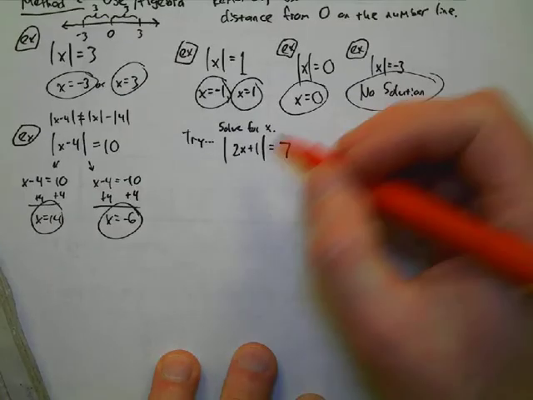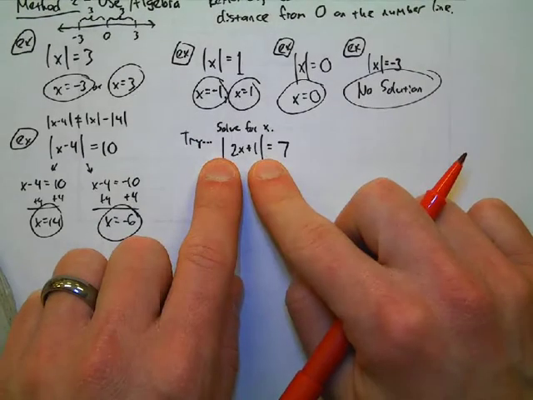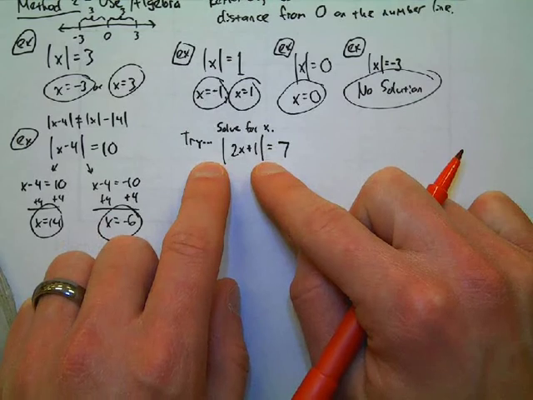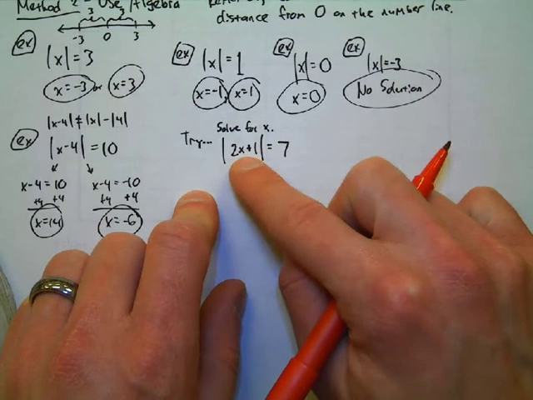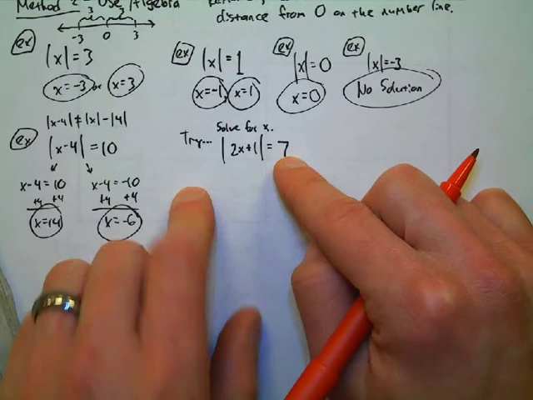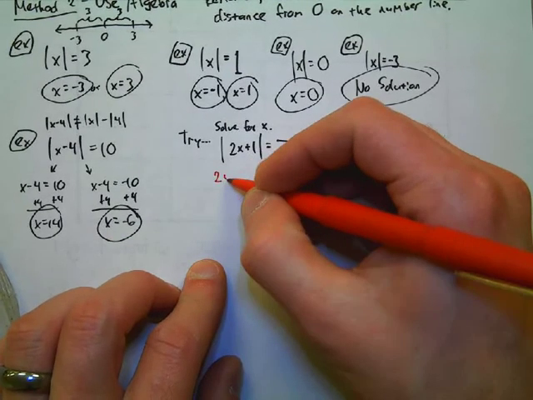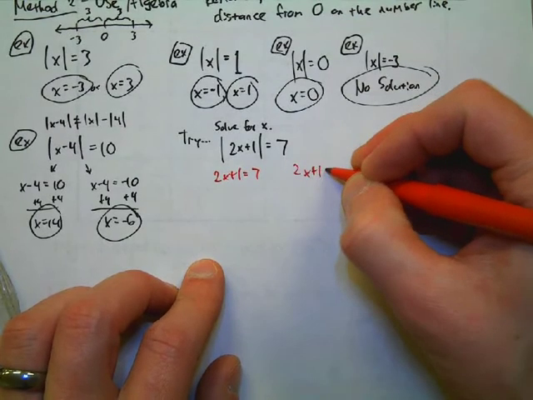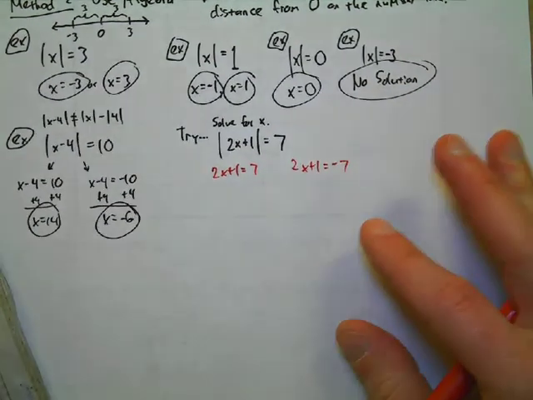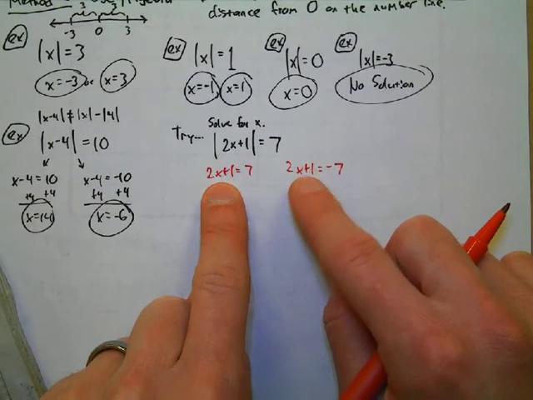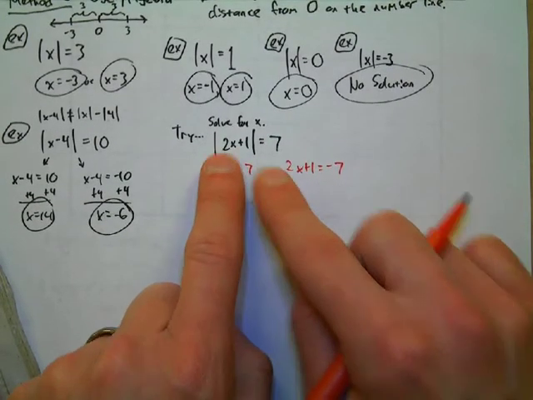So again, we have the absolute value of something equals 7. Think of the distance of this quantity. The whole quantity is inside the absolute value, so the distance of the whole thing needs to be 7 units away from 0. So that means either 2x plus 1 is equal to positive 7, or 2x plus 1 is equal to negative 7. Nothing else flip-flops. This stays 2x plus 1 here and 2x plus 1 here, because we're trying to find the distance of this quantity.